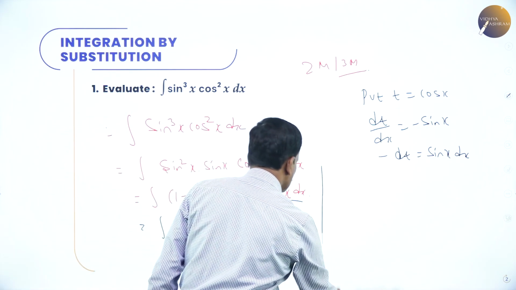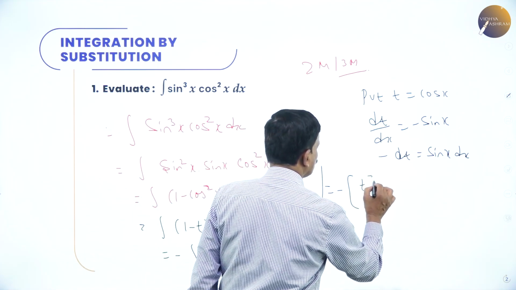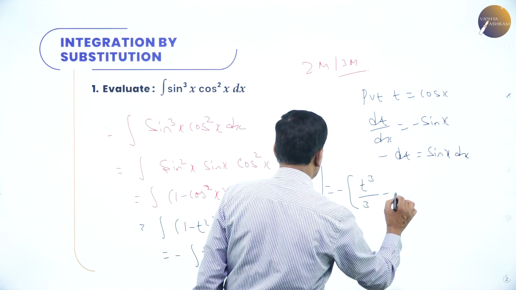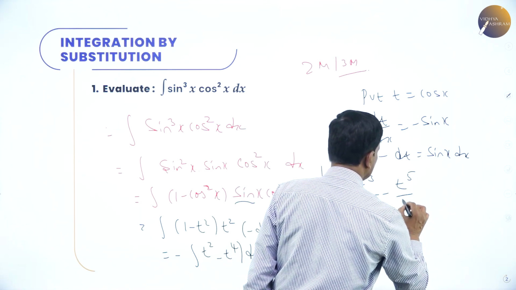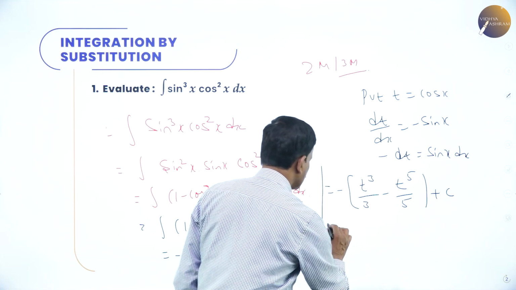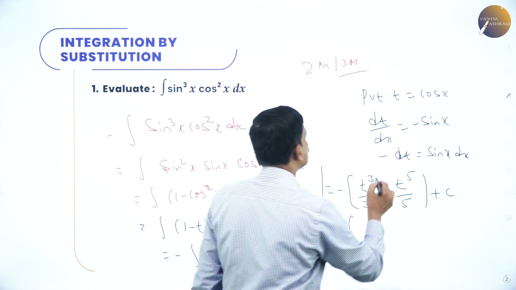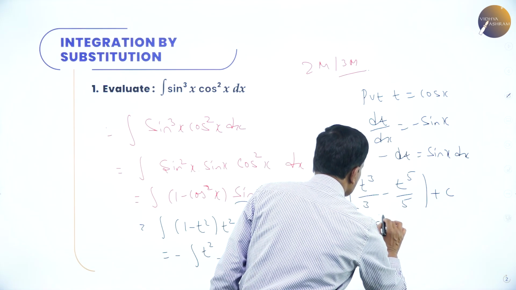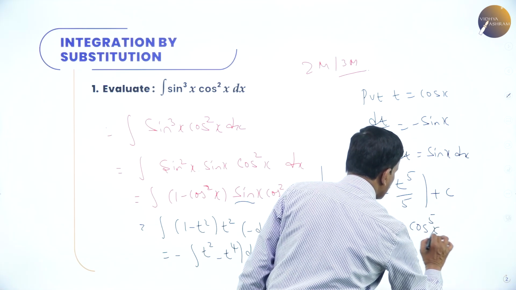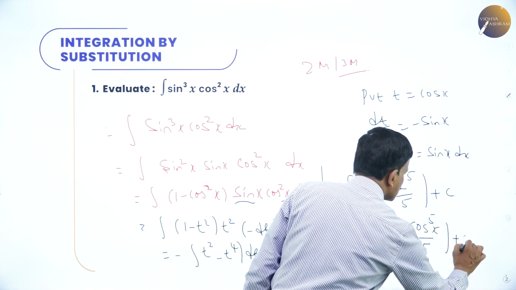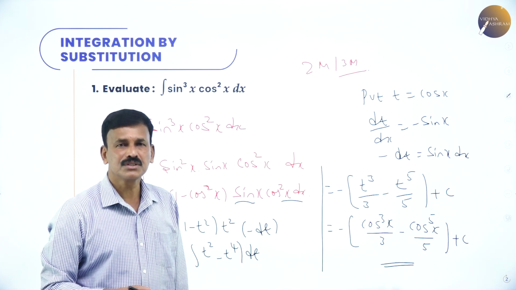So this is equal to minus integral of t square, which is t to the power of 2 plus 1 is 3, divided by 3, minus integral of t to the power of 4, which is 4 plus 1 is 5, divided by 5, plus c, the constant of integration. Now substitute the value of t. What is t we have taken? t is equal to cos x. So this can be written as cos cube x by 3 minus cos to the power of 5 x divided by 5 plus c is the integrated answer. That's it. This is how we are going to integrate it.